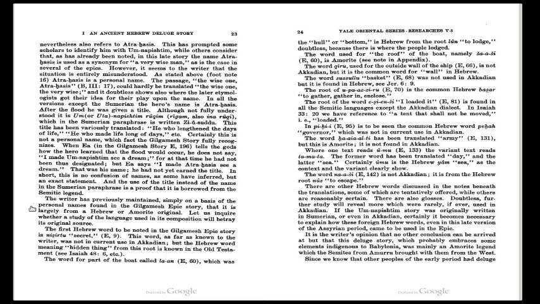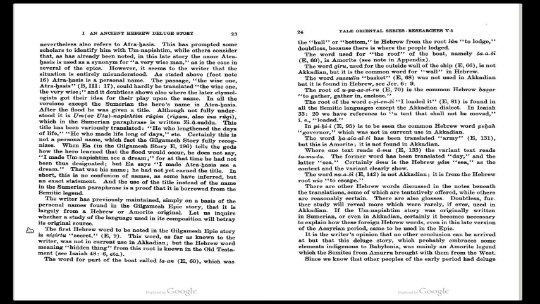This writer has previously maintained, simply on a basis of the personal names found in the Gilgamesh epic story, that it is largely from a Hebrew or Amorite original. And then he says, let us inquire whether a study of the language used in its composition will betray its original source. The first Hebrew word to be noted in the Gilgamesh epic story is Nasiriyah.